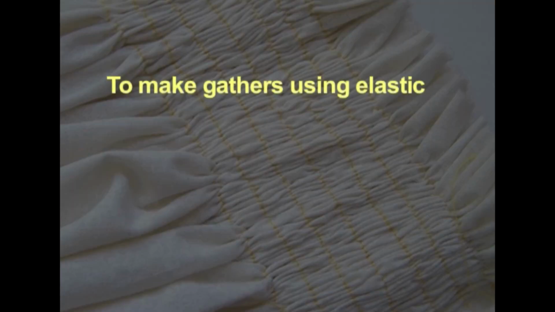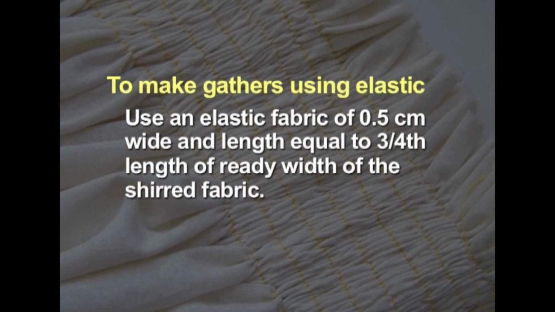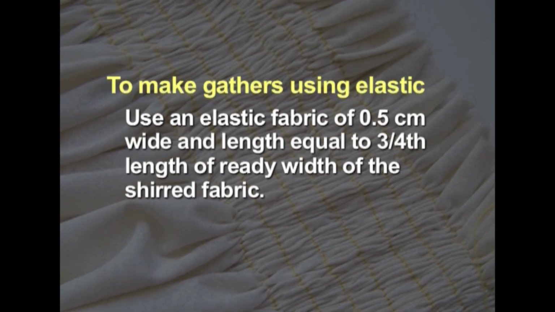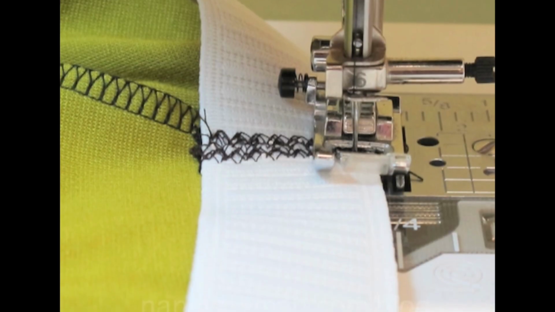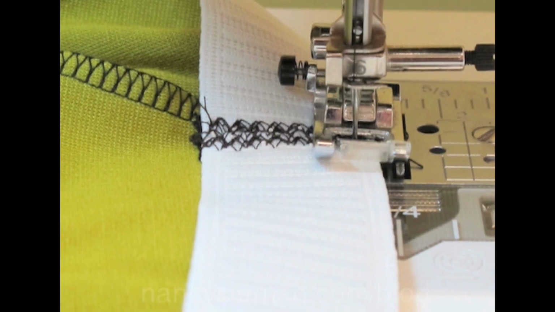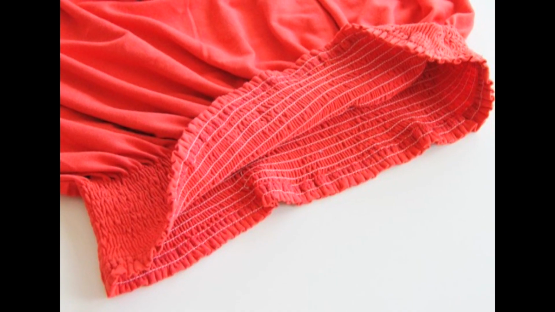As the name indicates, elastic is used for pulling the threads to form the gathers. To make gathers using elastic, use an elastic strip 0.5 centimeters wide and the length equal to 3/4 of the ready width of the shirred fabric. To make uniform shirring, the fabric and the elastic strip should be divided into equal parts. Increase the stitch length, stretch the elastic evenly between the marking points and stitch in the center of the elastic. Elastic thread can also be used instead of an elastic strip.